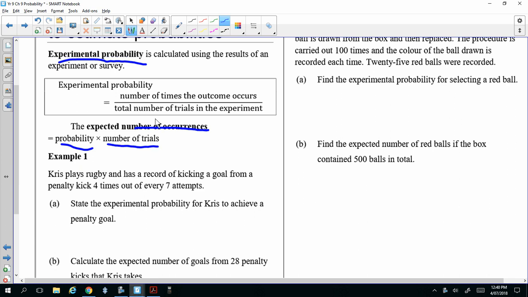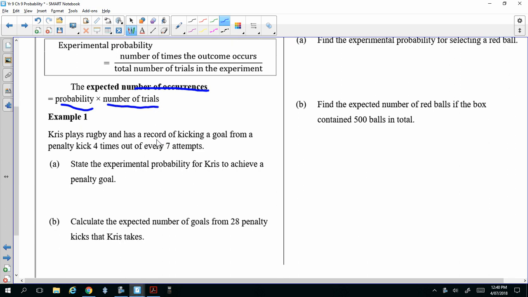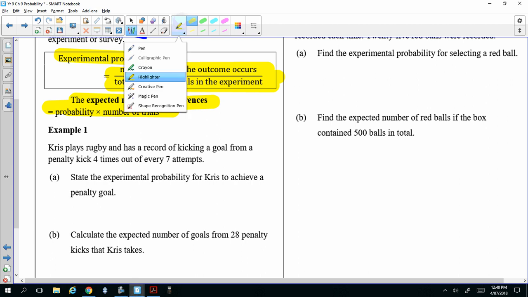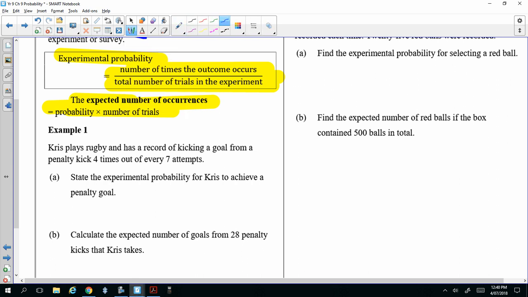So we're going to use these formulas to do example 1. Before we do that, maybe I just highlight the formula. So I use the highlighter tool. That formula is important. And then you also have the experimental probability. All right, now we're going to do the questions, very easy.